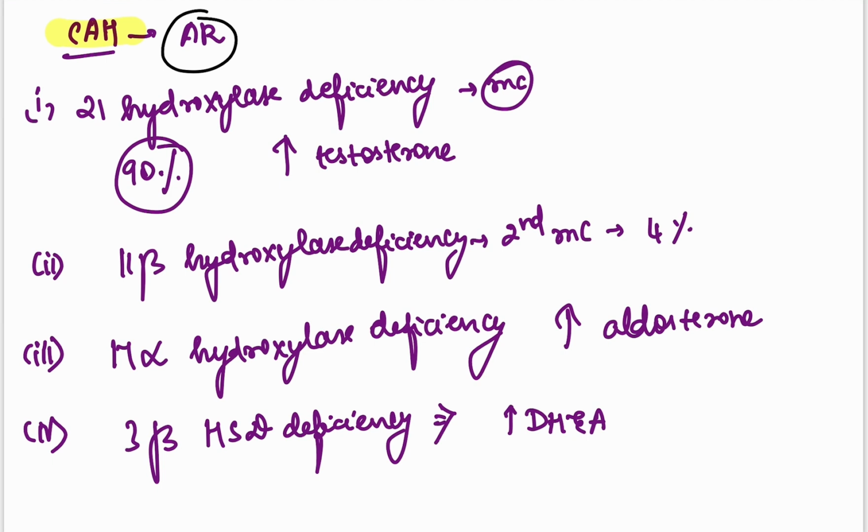And second is 11 beta hydroxylase deficiency, which is the second most common type, at 4%. And in 17 alpha hydroxylase deficiency there is increased aldosterone, and in 3 beta HSD deficiency there is increased DHEA.